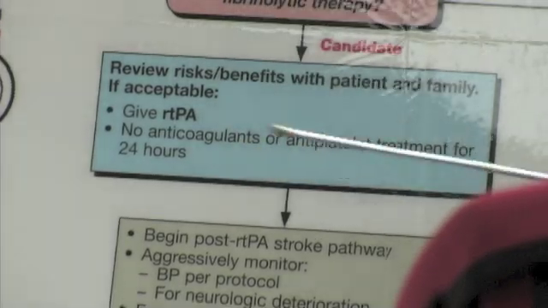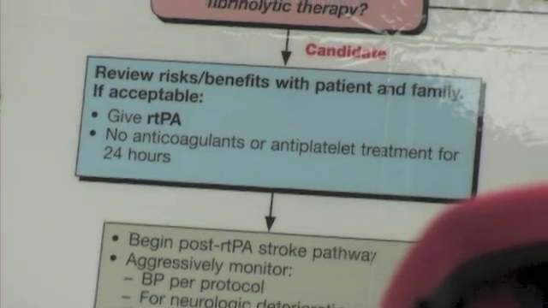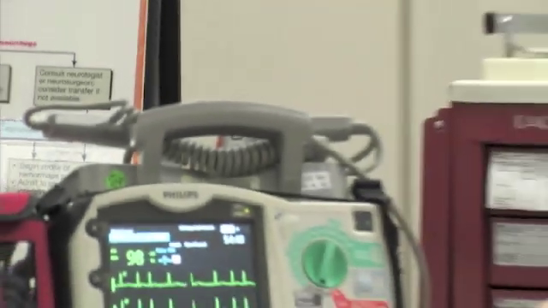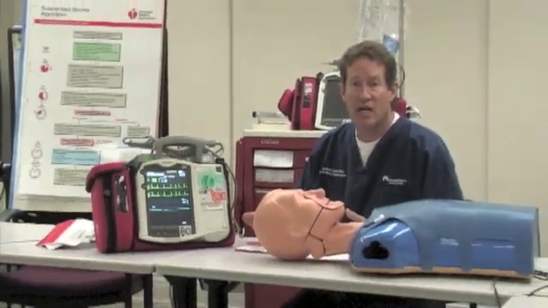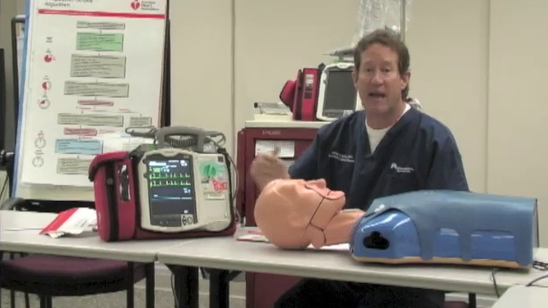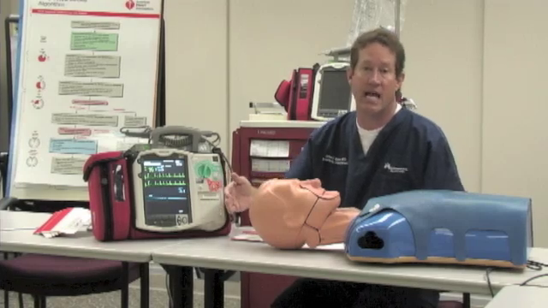Now, sometimes patients will come in and they'll say, well, I've been on aspirin. Is that okay? Am I still a candidate to give TPA? And the answer is yes. You can certainly still give TPA to those patients. Just do not continue to give them aspirin or any kind of blood thinners after you've given them the TPA. Okay?